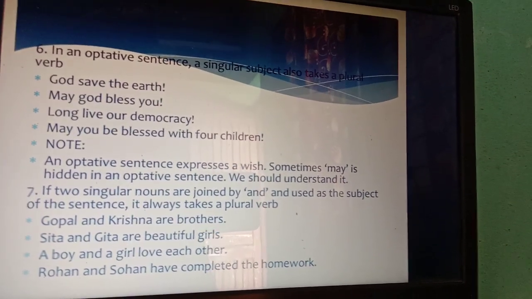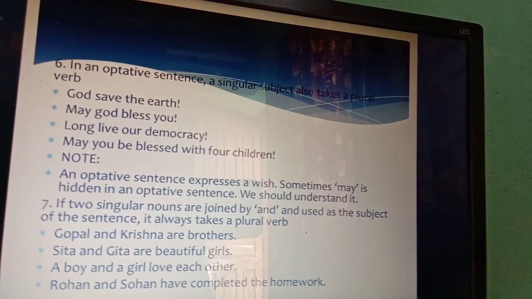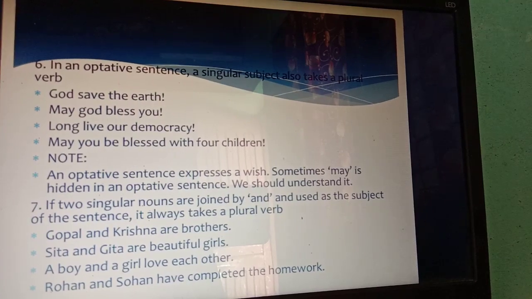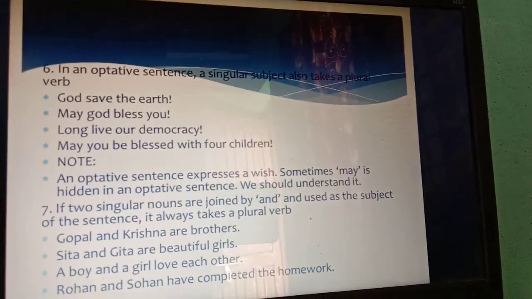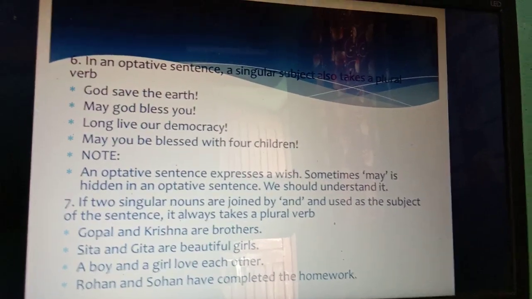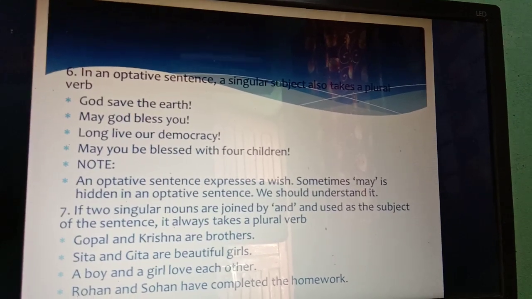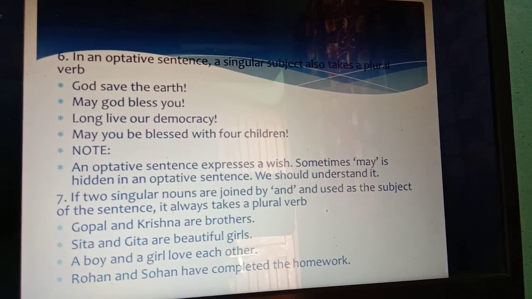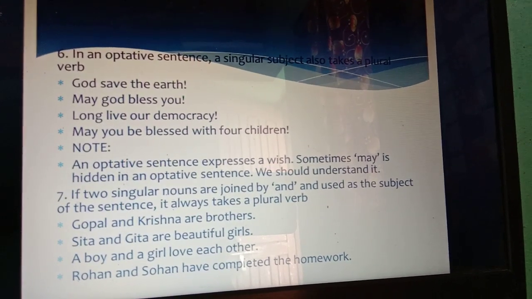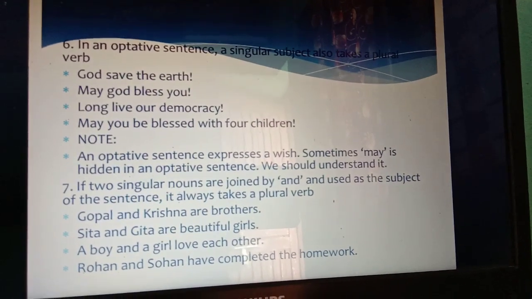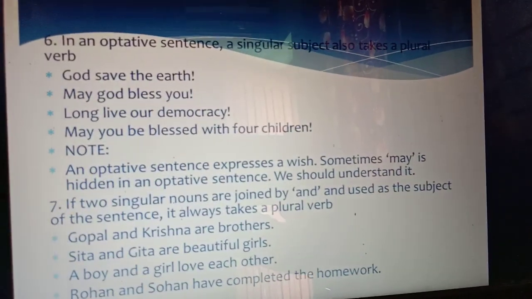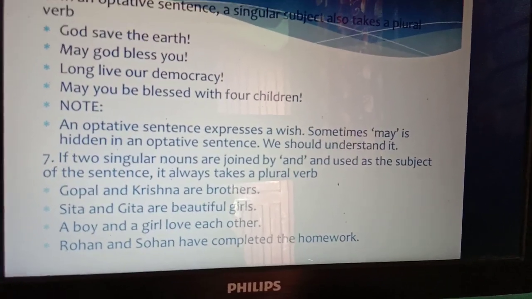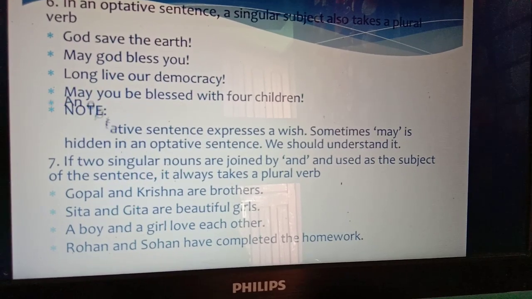So here are the exceptional rules that I have given. As we know, the exception doesn't make any rules. So you must remember that where optative sentences are there, there will be use of only plural verbs. We cannot use singular verbs. I have given the exception in the note. An optative sentence expresses a wish. Sometimes may is hidden in an optative sentence. We should understand it. Now coming to the next rule, the seventh rule.